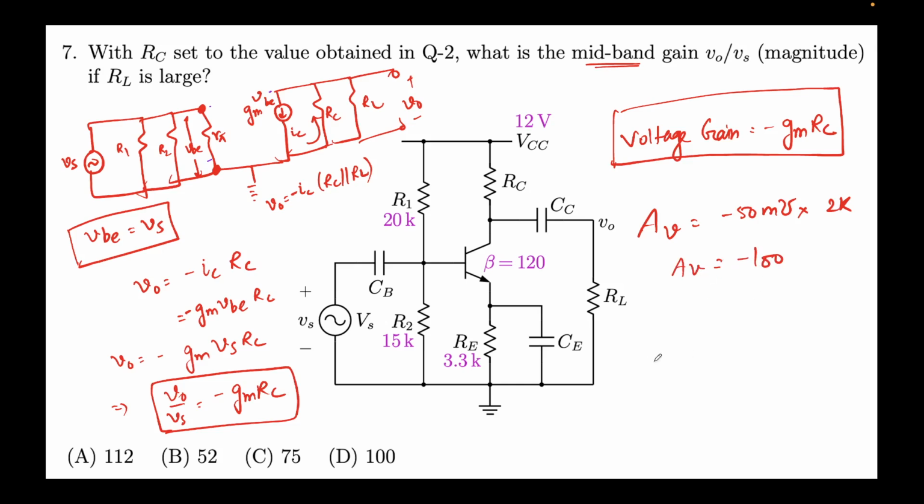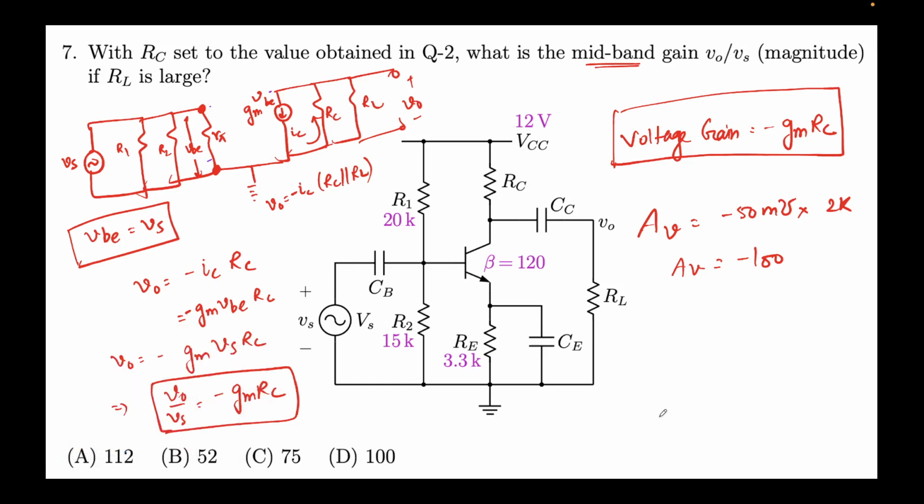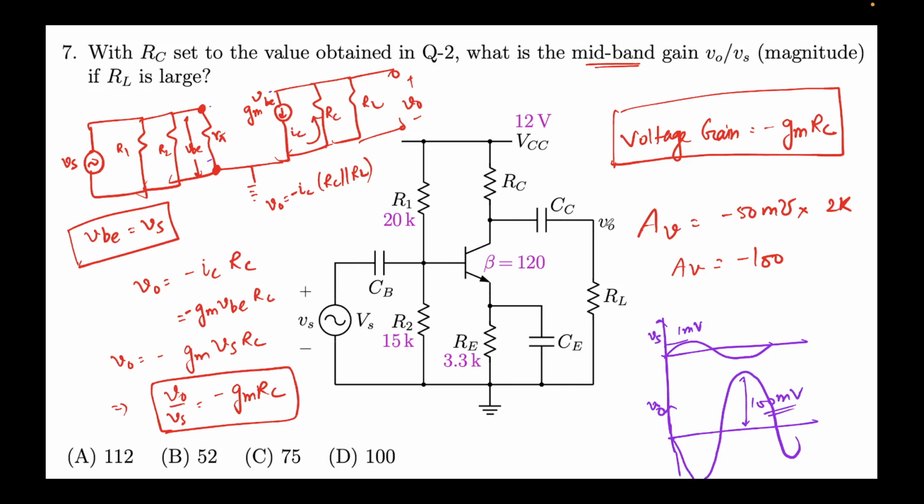So what this means is that if this is your input Vs, your V out will be 180 degrees out of phase. When it's going up, it will be a down cycle, but 100 times magnified, something like this. This is V0. The magnitude is 100. So if this value is, let's say, 1 millivolt, this value would be 100 millivolts. This is the AC component of the value that we see.